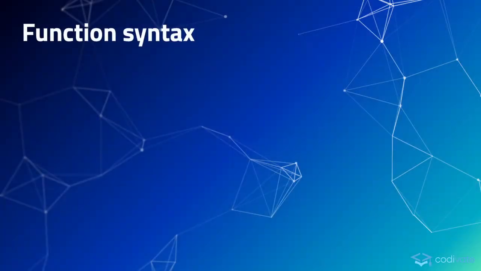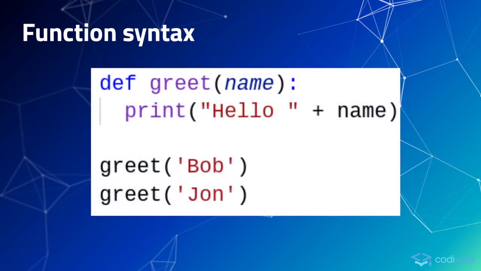Now we will go over how to write functions in Python. Let's take a look at an example function to analyze the syntax. We start each function with def, which is the keyword to indicate we want to define a function. The def comes from the word define. We are defining a function here. Then we have the function name. In this case, we called it greet. So our function is named greet.